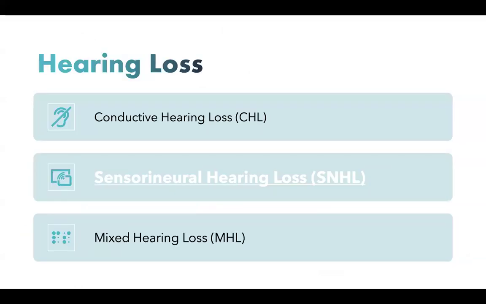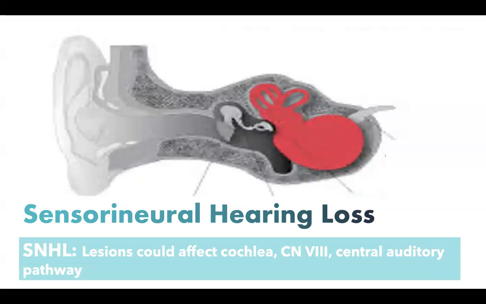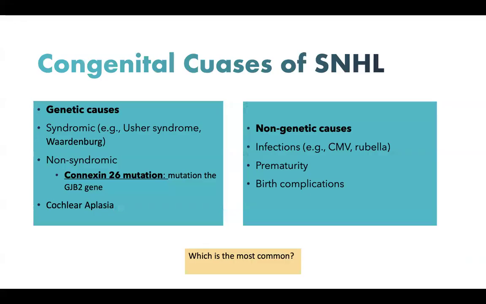Welcome everyone to our second part of the hearing loss approach lecture. We're going to continue speaking about sensorineural hearing loss, which is usually caused by any disease or issue affecting the cochlea, the peripheral nerves, or any neural cause leading to central auditory pathway problems. So it's any lesion affecting the cochlea, the vestibulocochlear nerve, which is peripheral, or any central auditory pathway disease.